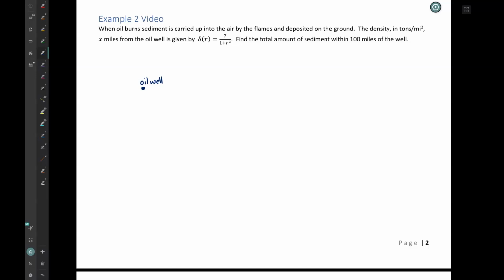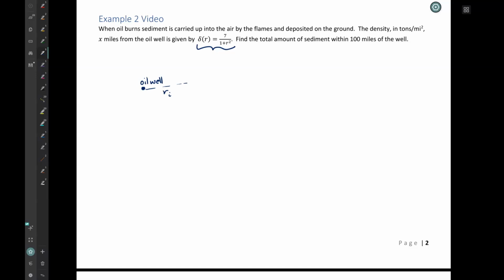Basically the way this is working is that closer to the well, it's a lot thicker. And then as you get further from the well, you get less of this sediment built up on the ground. We're trying to figure out the total amount of sediment within 100 miles of the well. So this function right here tells us, if you're a specific distance r sub i from the center of the picture, the oil well, how much sediment is there per unit area, so per square mile in this one.